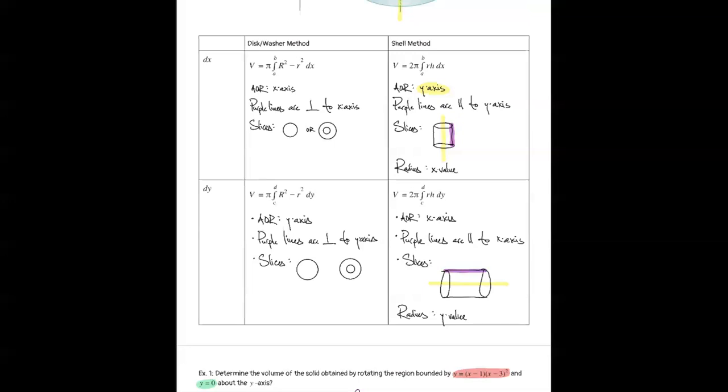I see a question in the chat: radius is given on the disk washer method because there are two functions. I'm not sure that I understand that question. Maybe rephrase that for me. I think he's saying that the radius is the distance between either the curve and the axis of revolution in the disk method, or the top curve and the bottom curve in the washer method. Yes, that would be true. Perfect.